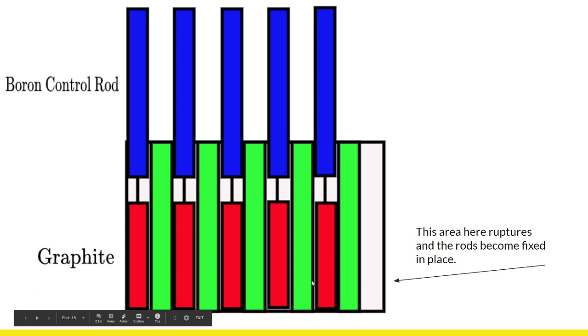Any water left turns into steam. It does it so quickly that it actually ruptures the control mechanism here. It ruptures the channels, and the control rods and the graphite get stuck in place. So the one thing you had to decrease reactivity is unable to do that. And the reactivity is skyrocketing.